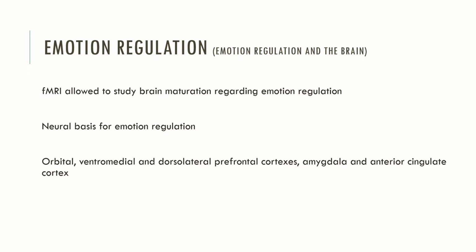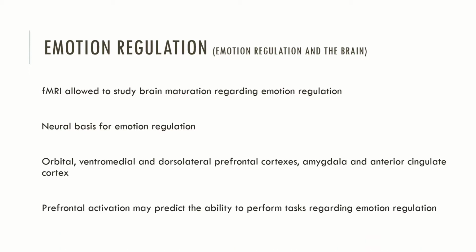These regions include the orbital prefrontal cortex, the ventromedial prefrontal cortex, and the dorsolateral prefrontal cortex. Two additional brain structures that have been found to contribute to emotion regulation are the amygdala and the anterior cingulate cortex. An implication of these findings is that individual differences in prefrontal cortex activation may predict the ability to perform different tasks in respect to emotion regulation.